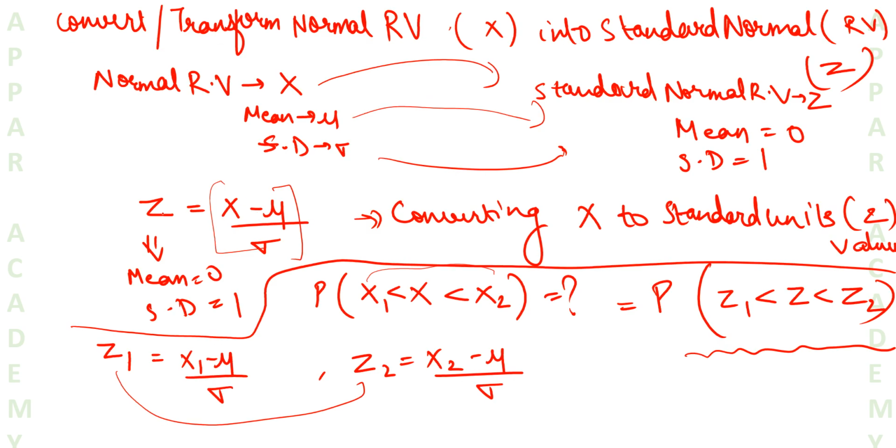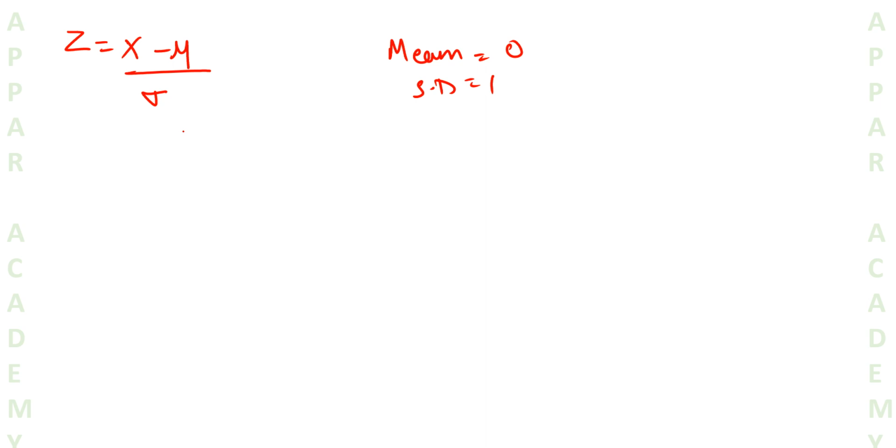Now, what did we say? We said that this formula, z is equal to x minus mu upon sigma, is converting the mean to 0 and standard deviation to 1. We discussed over here that z has mean 0 and standard deviation 1. But how? How did this formula actually help us? How did we get these values from this?